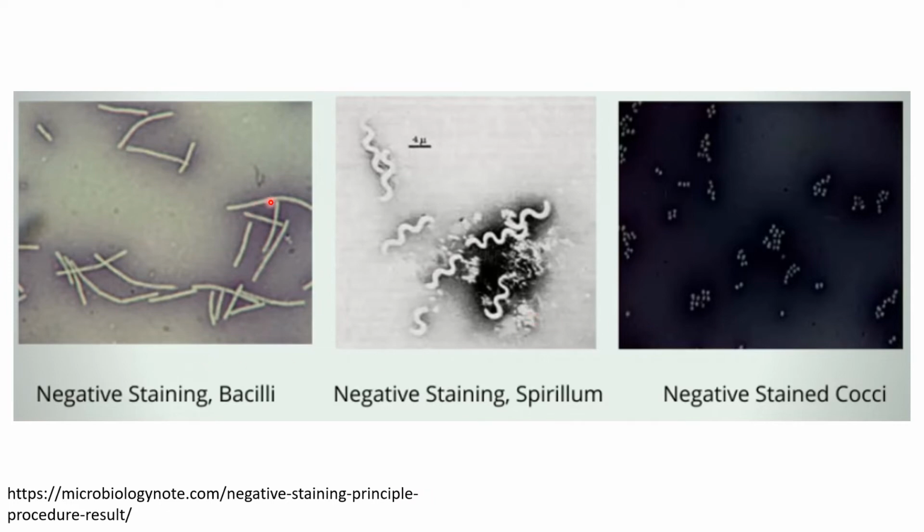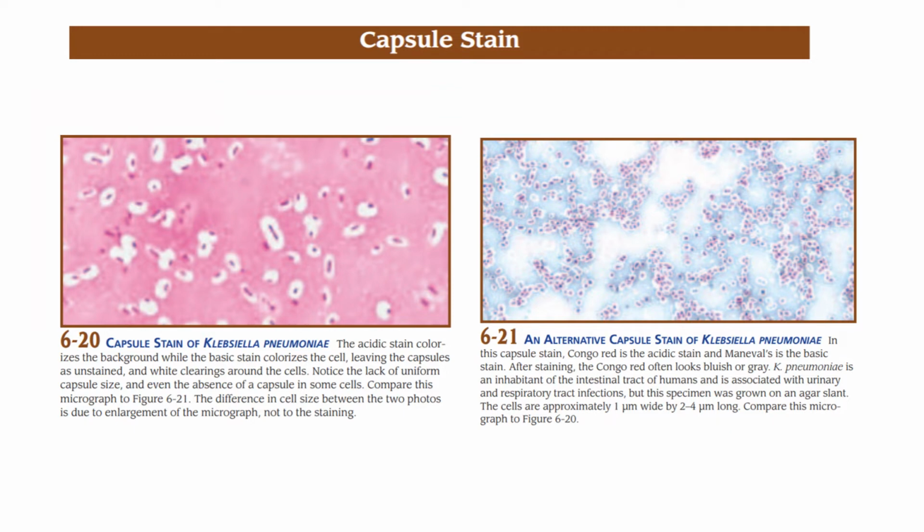So we have these bacilli and some spirilli and of course cocci. So it's also obvious, like the shape of the bacteria. It's so obvious to observe using this staining. Okay, so with some modification of negative staining, we could create another kind of staining called capsule stain.